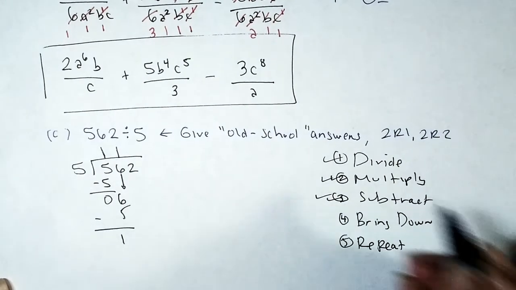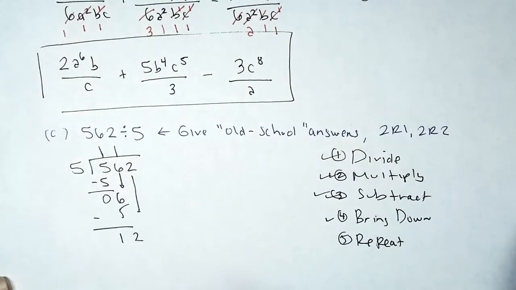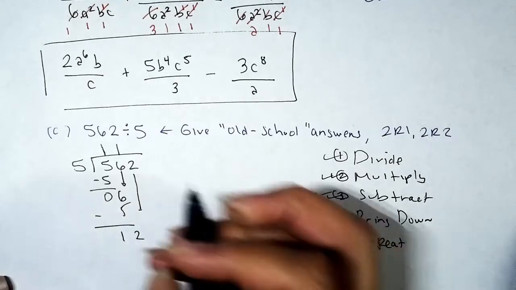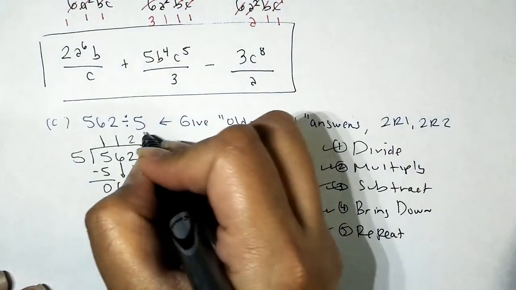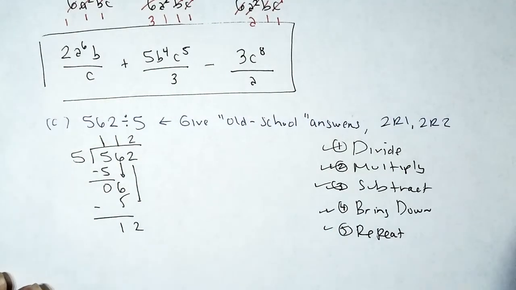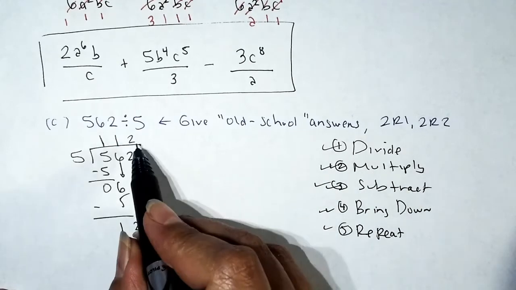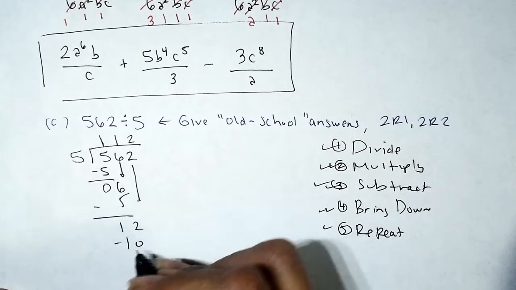Then we're going to bring down. Cool. And then what are we going to do? We're going to go ahead and repeat. Okay. So 5 goes into 12 how many times? Sorry, 2 times. And then I lost track of where I put my check mark. Sorry. Okay. So we divide, multiply, subtract. So we just divided. Let's go ahead and multiply. 2 times 5 is 10. And then we're going to subtract.